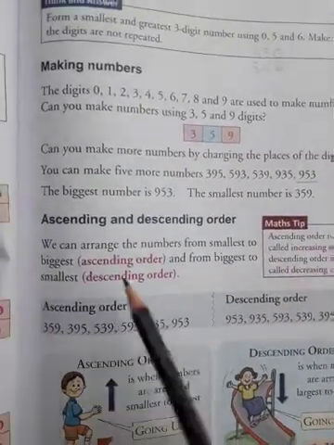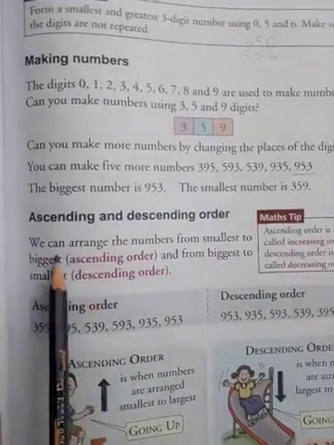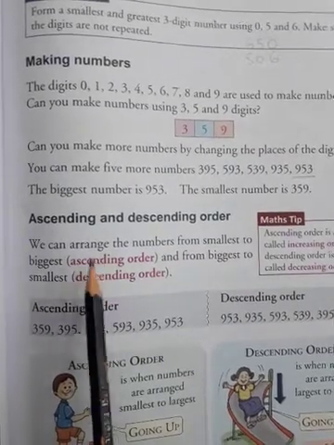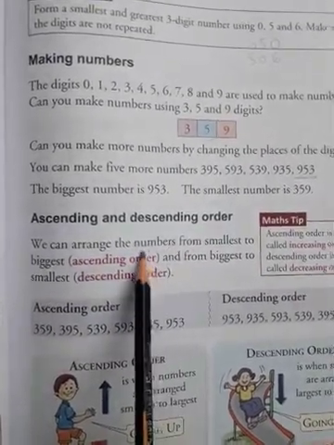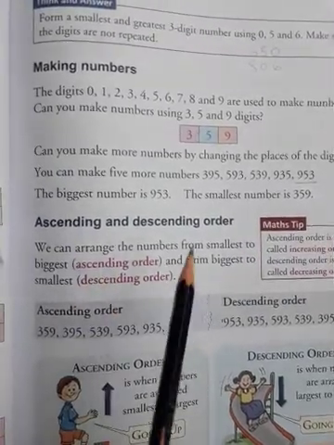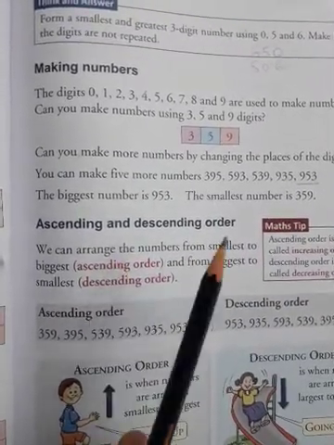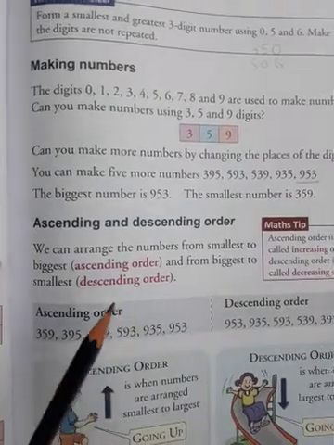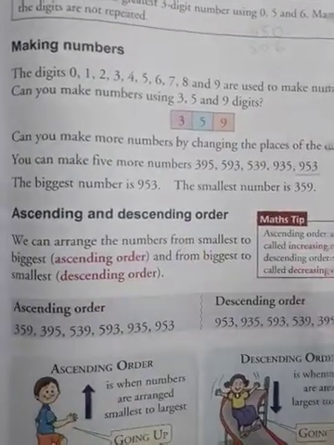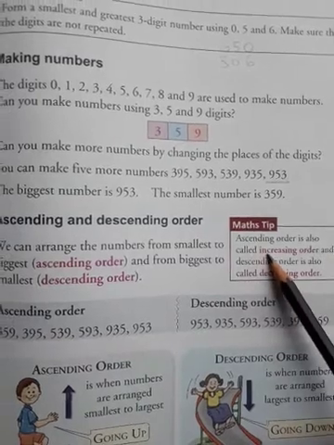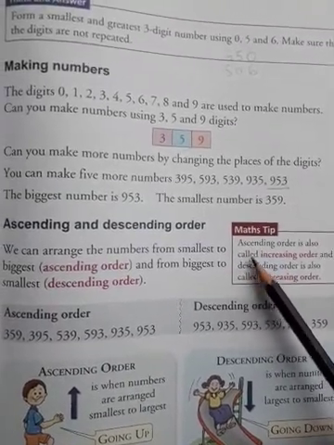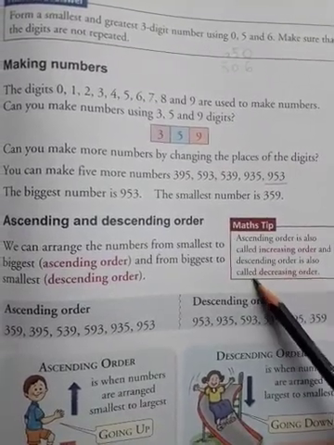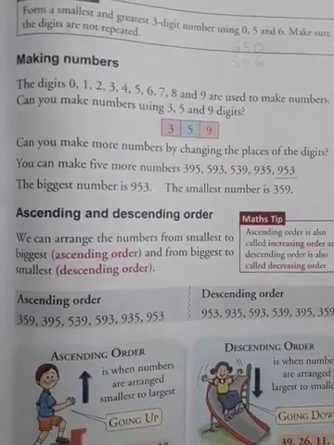Okay, now ascending and descending orders. We can arrange the numbers from smallest to biggest. This is called ascending order. So the arrangement of numbers from smallest to biggest is called ascending order, and from biggest to smallest is called descending order. Ascending order is also called increasing order, and descending order is also called decreasing order. It's clear to all of you?